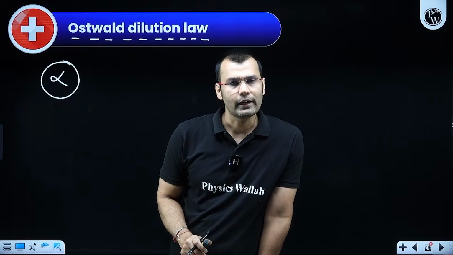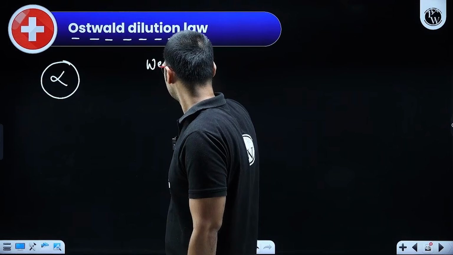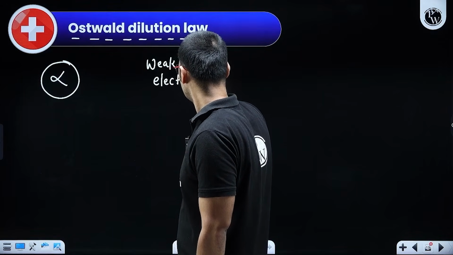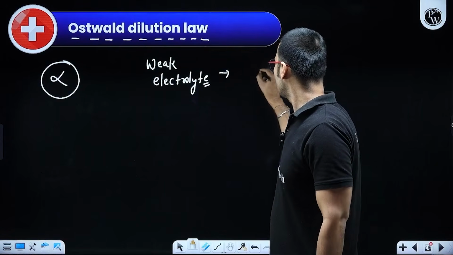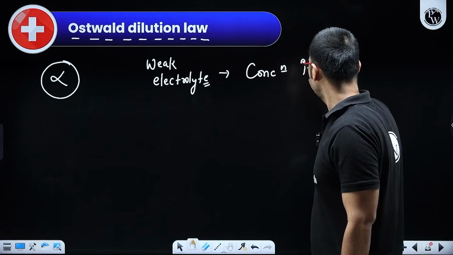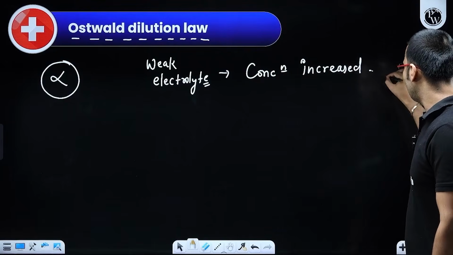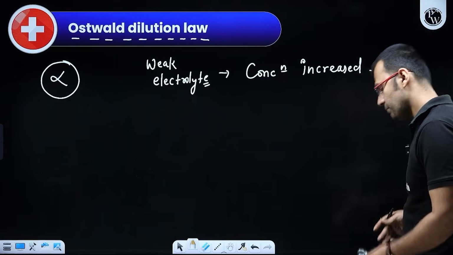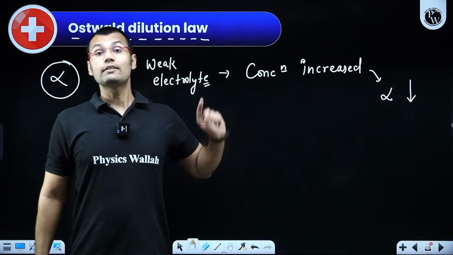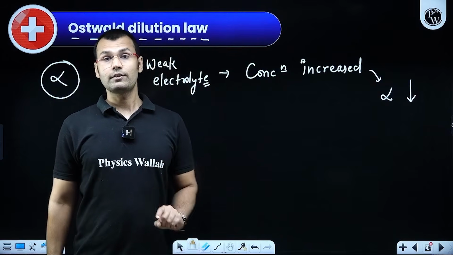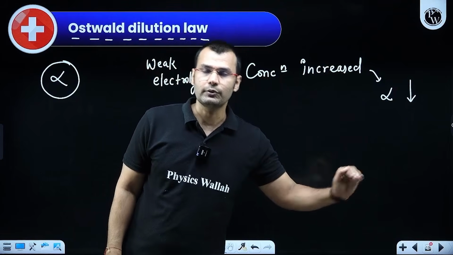concentration. Students, the point is, for any weak electrolyte, when you increase its concentration, due to the increase in concentration, the alpha will always decrease. You take a weak electrolyte and prepare a solution. Now if you increase the concentration of the electrolyte, the degree of dissociation will decrease. More the concentration, lesser is the dissociation, right?